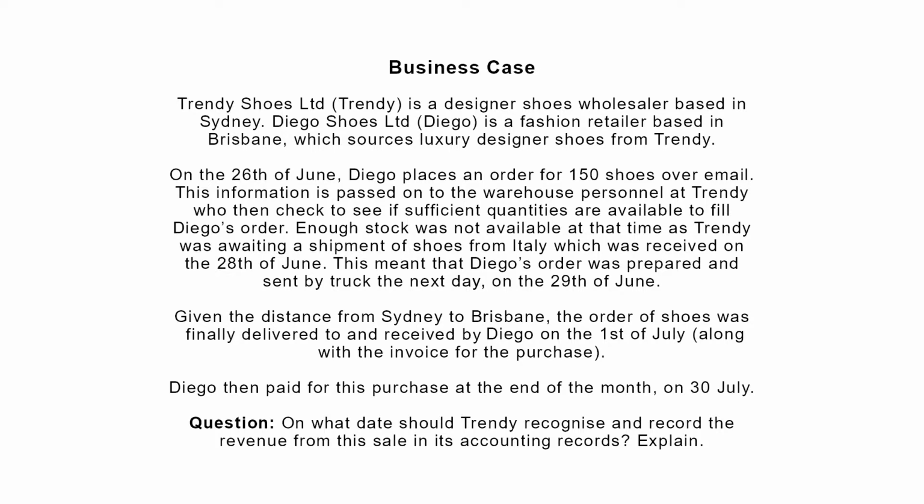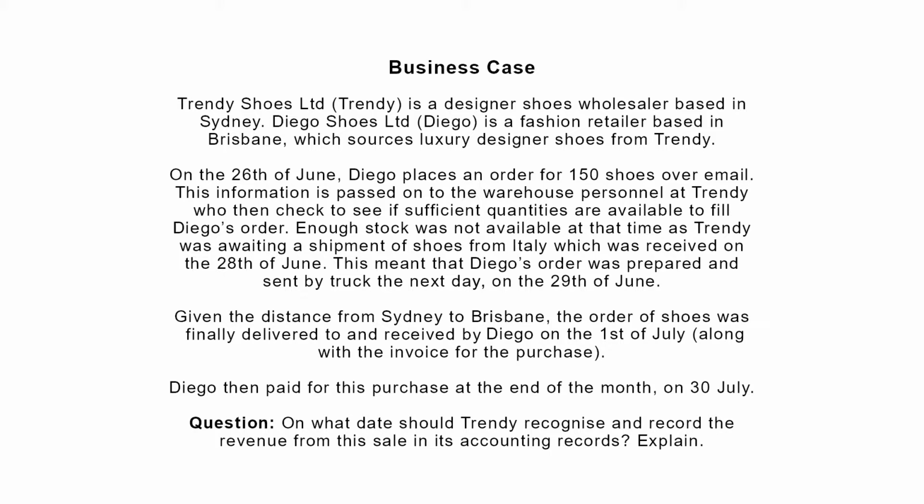This information is passed on to the warehouse personnel at Trendy, who then check to see if sufficient quantities are available to fill Diego's order. Enough stock was not available at that time, as Trendy was awaiting a shipment of shoes from Italy which was received on the 28th of June. This meant that Diego's order was prepared and sent by truck the next day on the 29th of June.